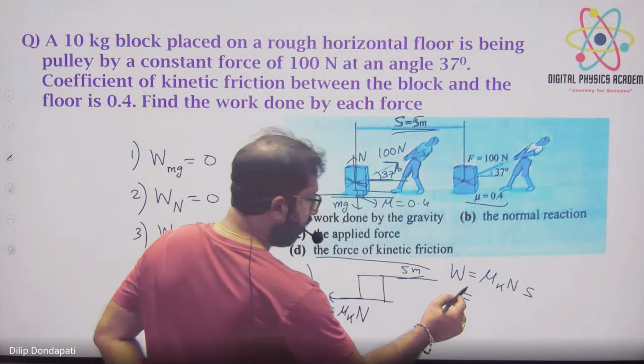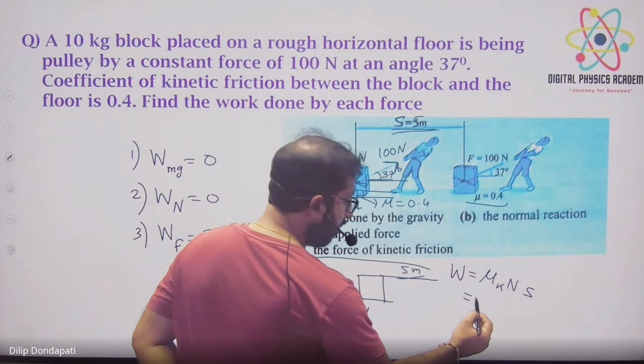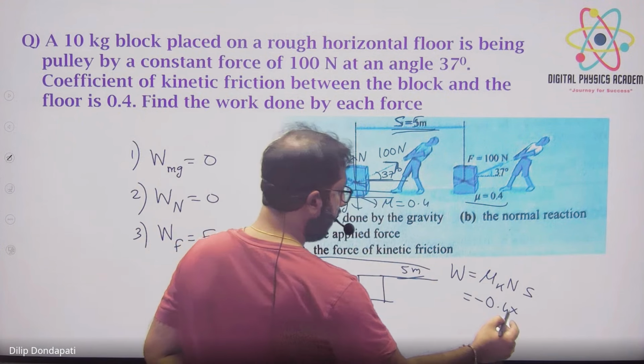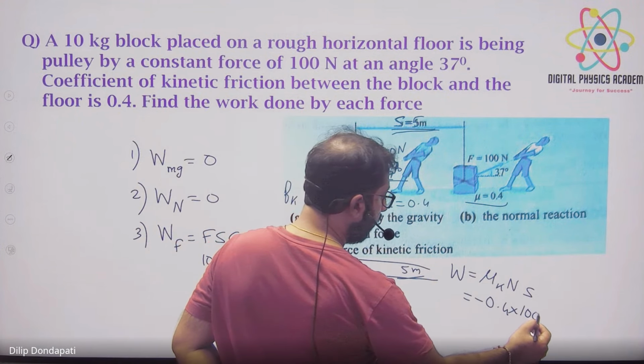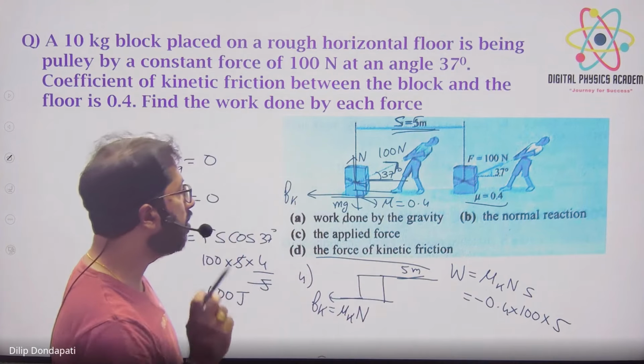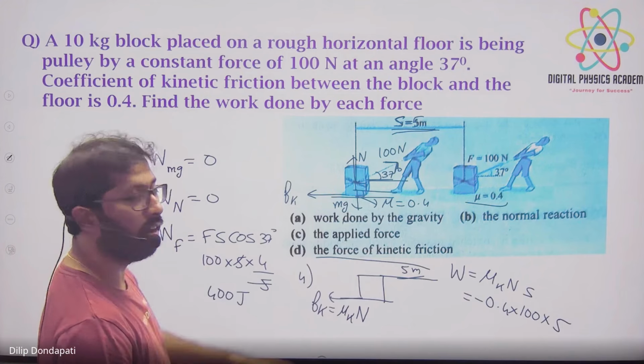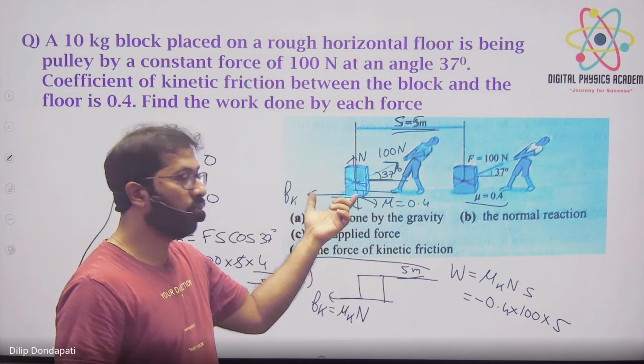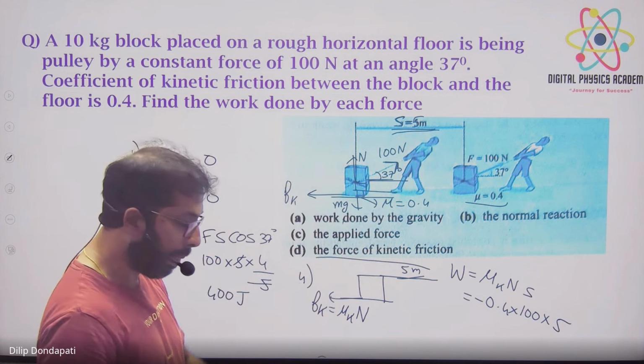So work done by friction is negative, right? Minus 0.4 into normal reaction is mg, mg is 10 into 10 is 100, okay, into displacement is 5. Sir, so what? Sir, friction is there, you'll have F sin theta on the top. Sir, so normal force will be this F. Look, you have to take this also, we are taking only kinetic friction, right. What is the net force?